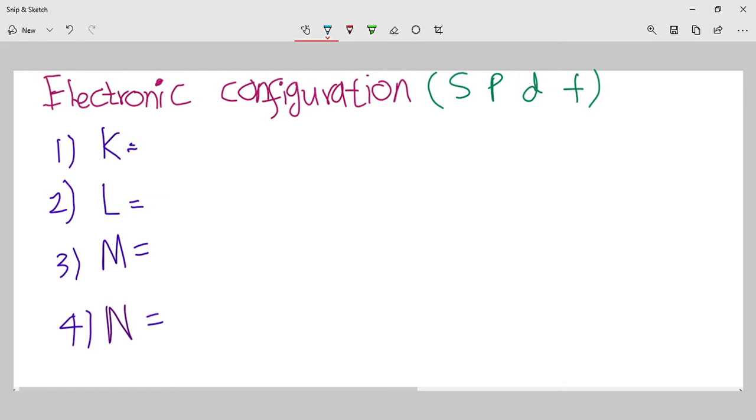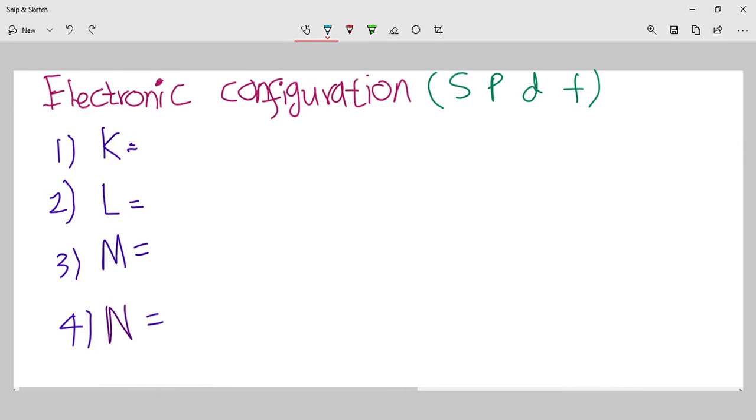In this video, we will learn how to do electronic configuration of an element. Before knowing about this, the thing you have to know is about shells: K, L, M, N are shells. And each of these shells has its own particular subshells.